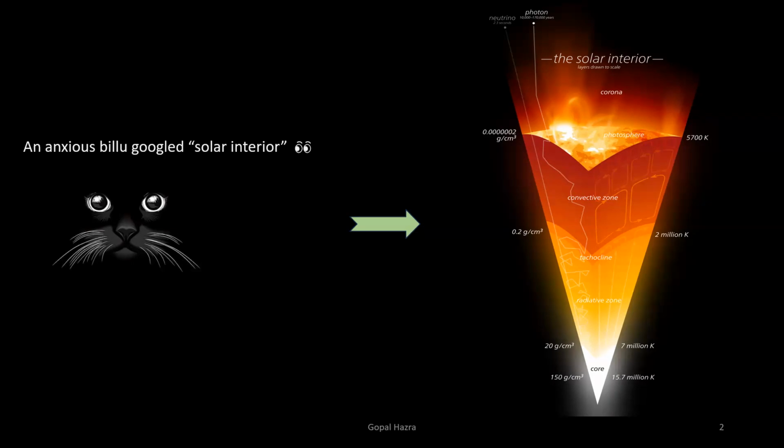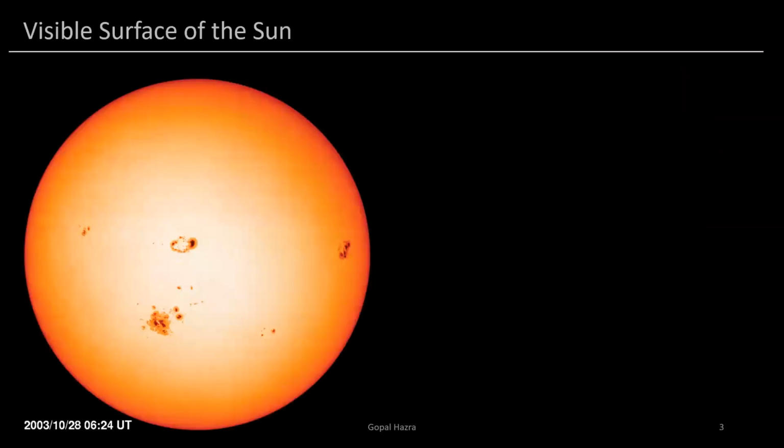So now if I go to the next slide... Yes. So how do we come to know this structure? We'll go step by step. So here I'm showing you the photosphere, the visible surface.